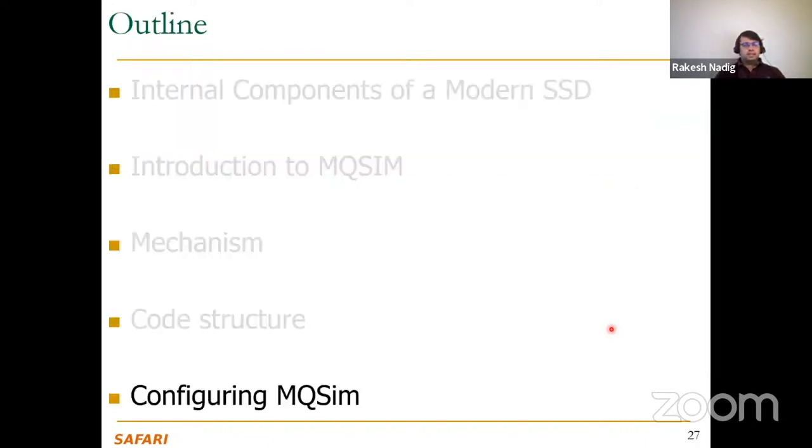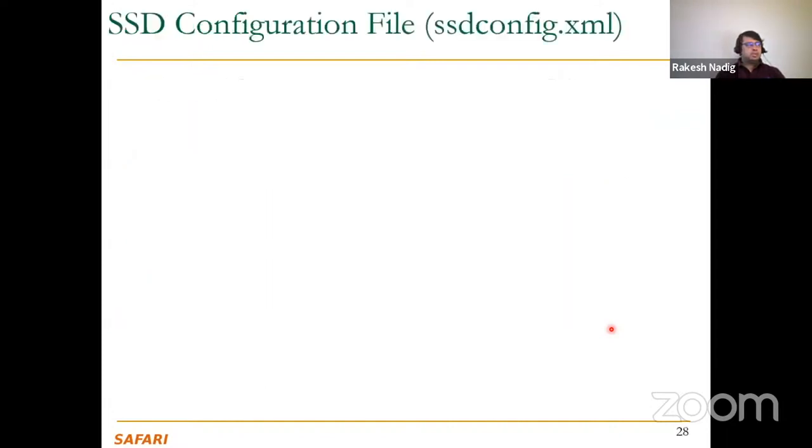So next I'll go into how we configure the MQSim. Let's look at the ssdconfig.xml, which is a file we use to define the preferred SSD configuration. And we have the host parameters.